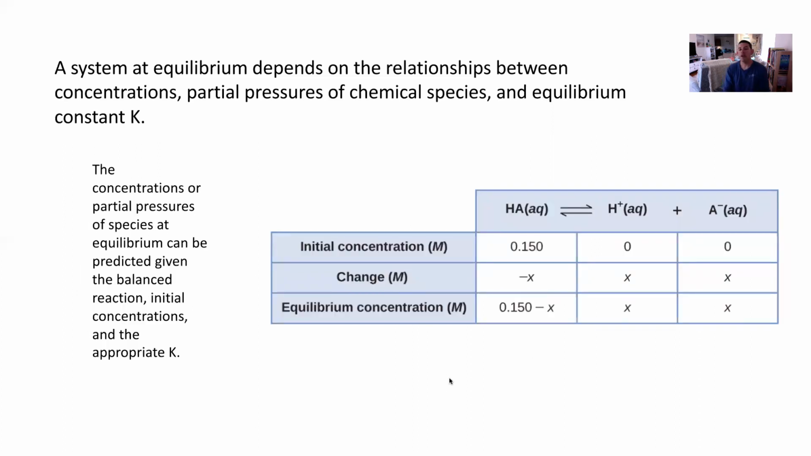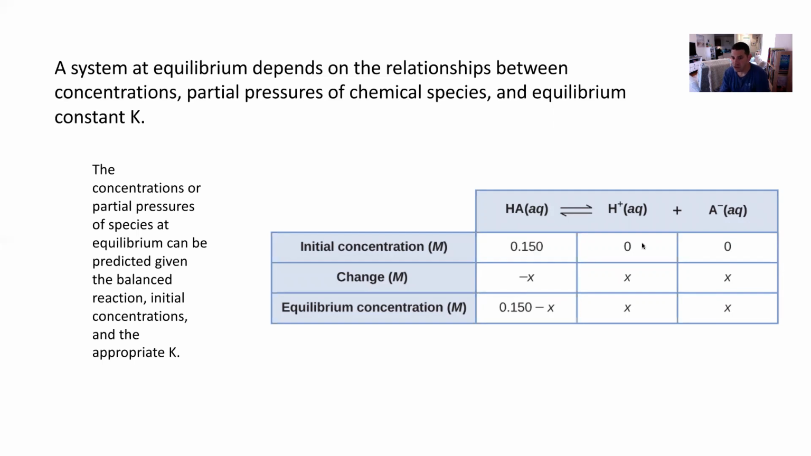All right, now, why is it important to have the rate constant? All right, well, the concentrations or partial pressures of species at equilibrium can be predicted given the balanced reaction, initial concentrations, and the appropriate K value. All right, this is our ICE tables. So if we know what the concentration is of the reactant, and we know what the K value is for the reaction, we can figure out what type of change will take place, and we can solve for it.